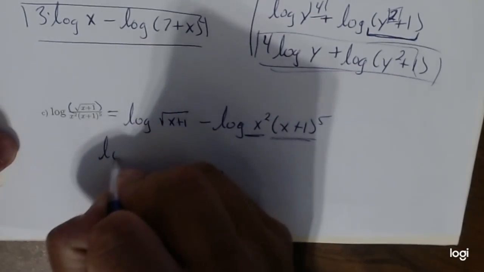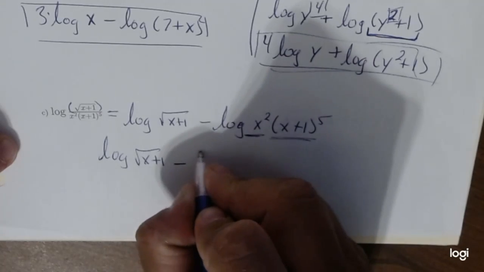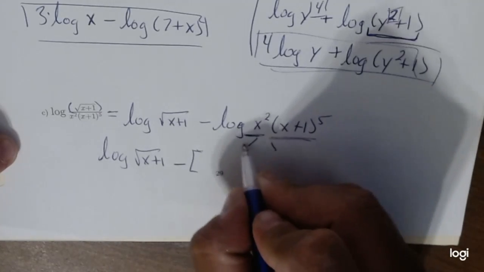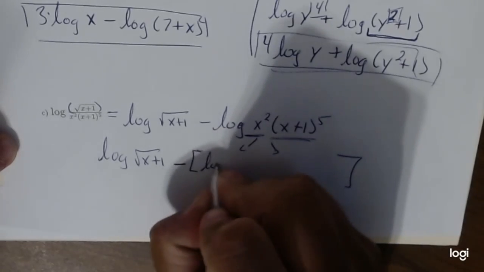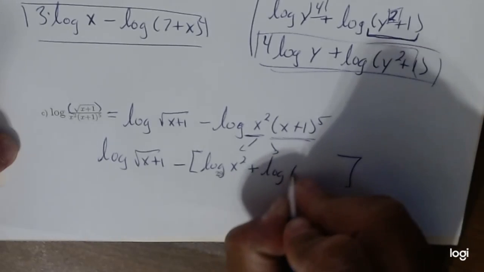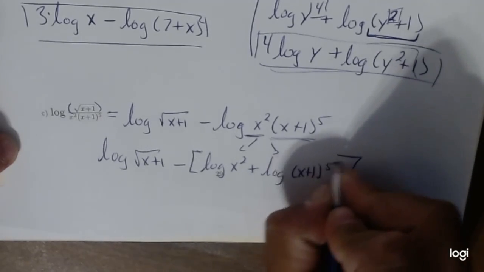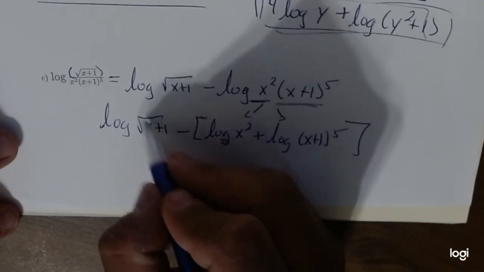So if we expand this log, it's going to be minus. Now, in parentheses, remember, we're just breaking this part apart. So this minus still is applied on the inside. So it's going to be log of x squared plus log of x plus 1 to the 5th power. Okay. And then finally, we have to do the exponential rule. Now, this is a trick question.